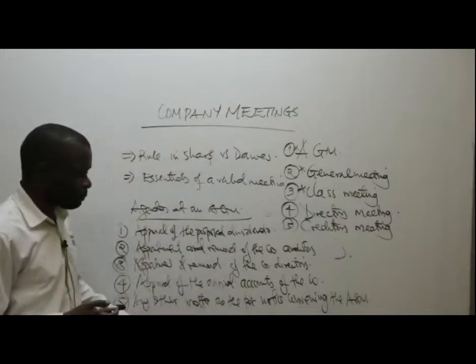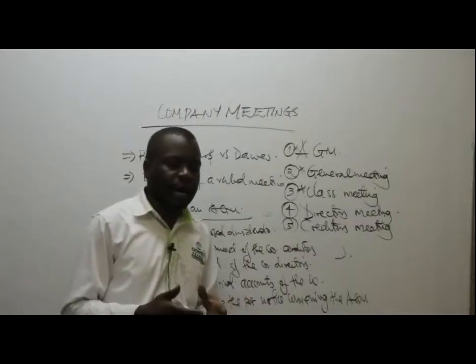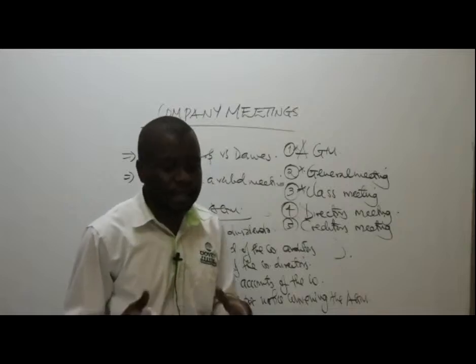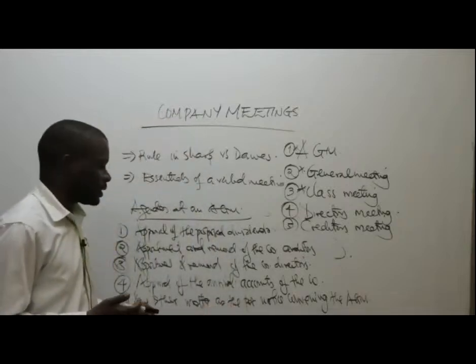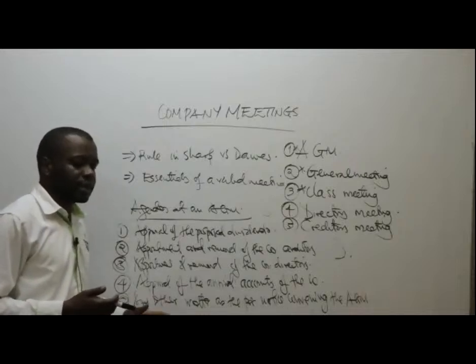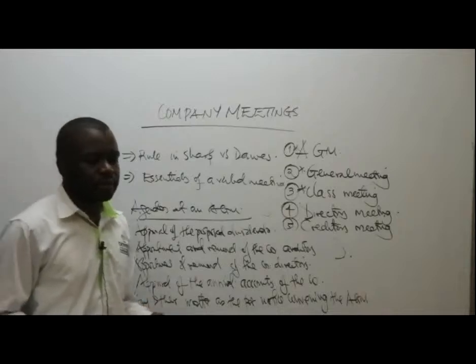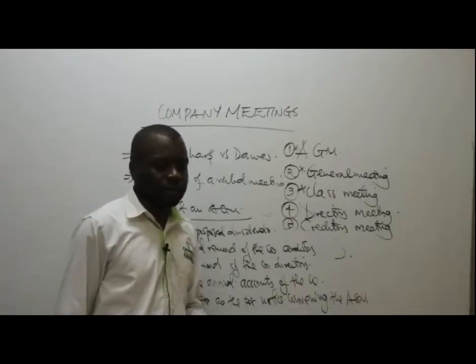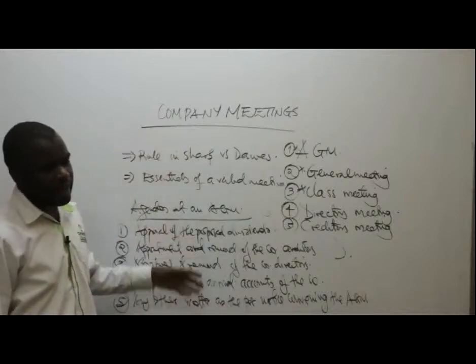Any other matter they deem fit can be discussed at this AGM, provided it has been clearly indicated in the notice convening the AGM. Any other matter of importance to the company that is supposed to be discussed can happen at the annual general meeting. But of course, these are the key agendas that will happen at an annual general meeting.